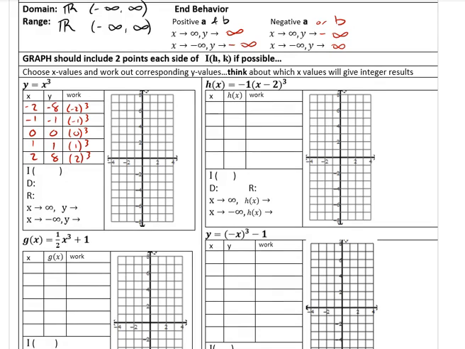So we need to plot at least 3 of those. I'm going to start with (0, 0) because it's my point of inflection. I'm going to go (1, 1) and (negative 1, negative 1). Then I'm even going to try (2, 8) and (negative 2, negative 8). So you connect them.